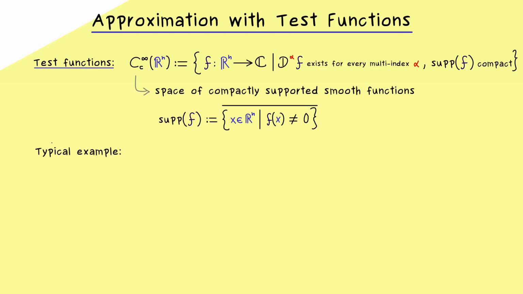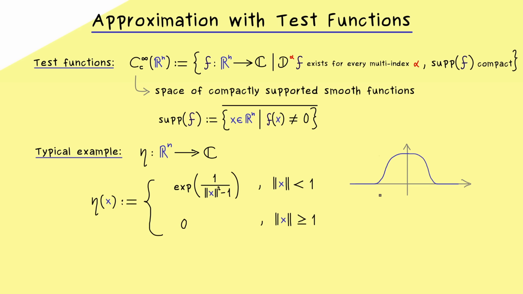And at this point it might be a good thing to look at a typical example of such a C-infinity function with compact support. So let's call it eta, and now the idea is that we have a smooth function, but still it's mostly zero, and only on a compact set it has values that are non-zero. For example, it can look like this, which means we are completely zero here, but then we go smoothly into a function that is positive around the origin.